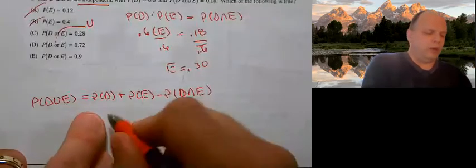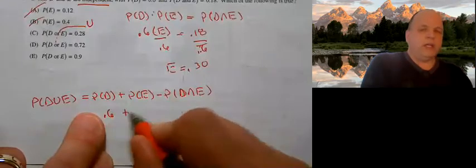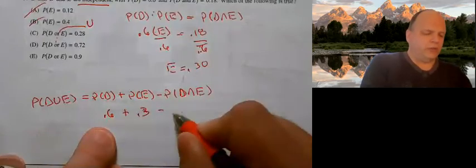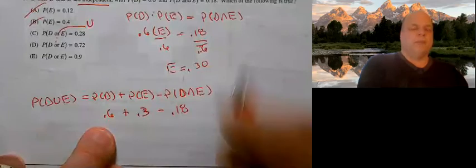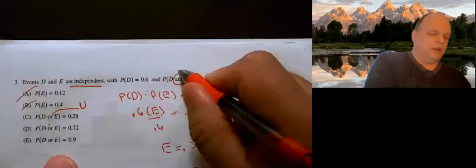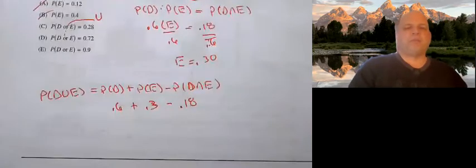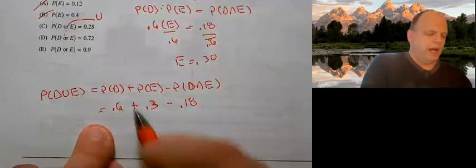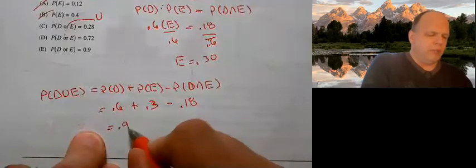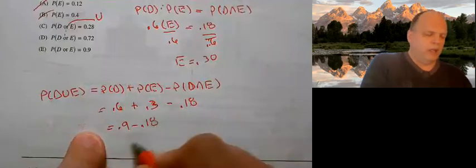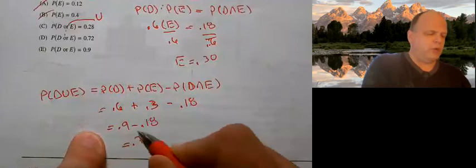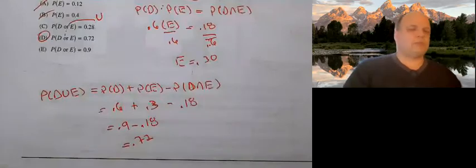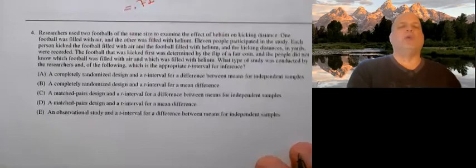Well, we know D is 0.6. They gave us that. We calculated E as being 0.3. And they told us the intersection was 0.18, because when they give us the word and, that means intersection. So when I add these up, I end up with 0.9 minus 0.18 equals 0.72. My best answer is D for number 3. So, all right, going on to number 4.